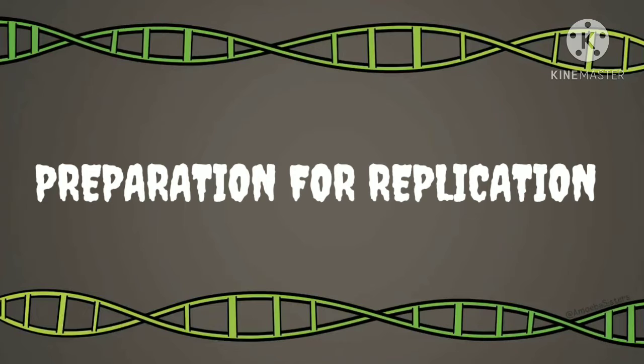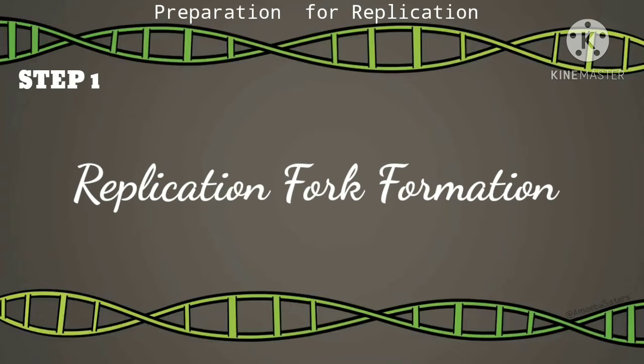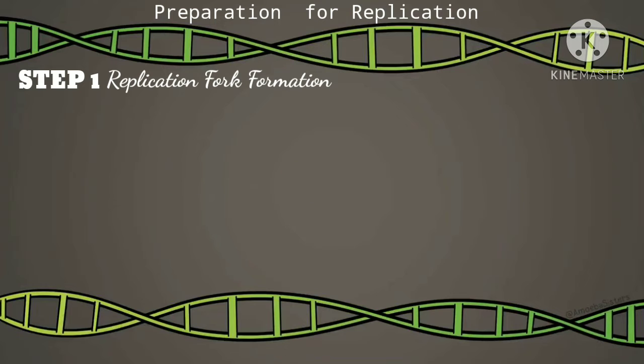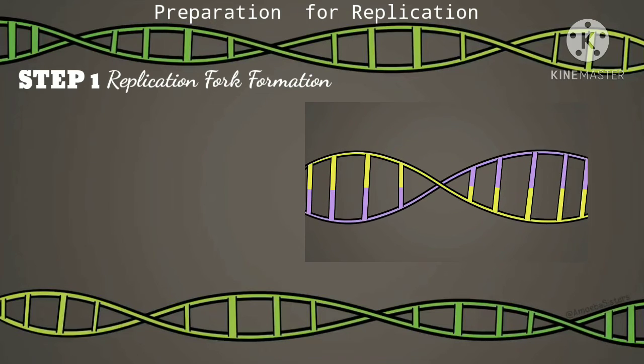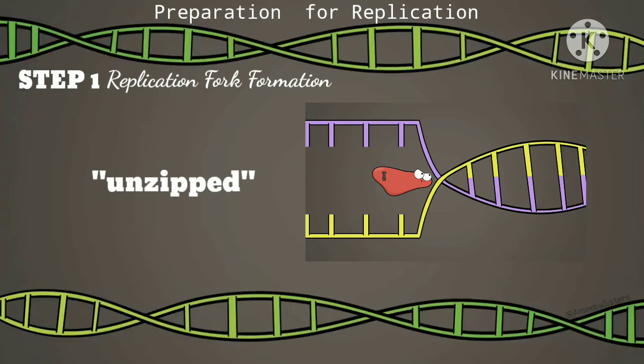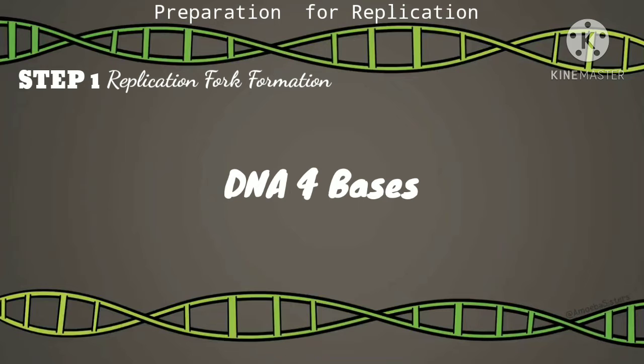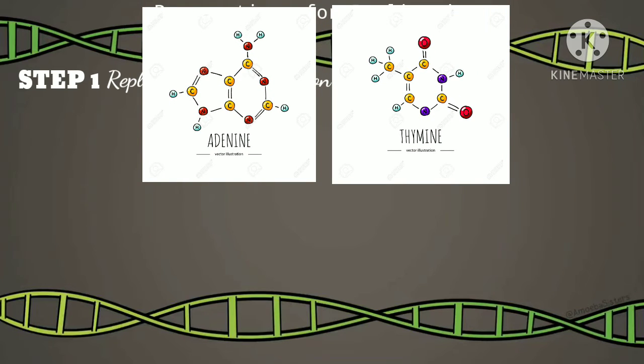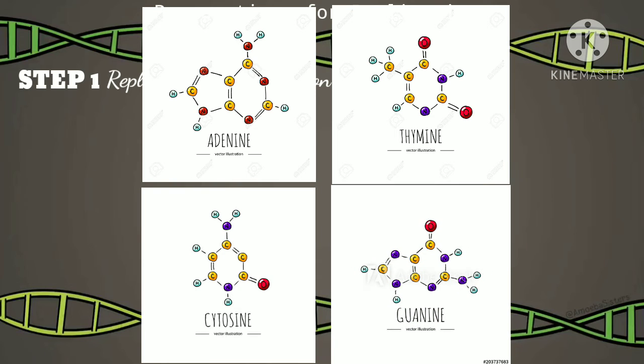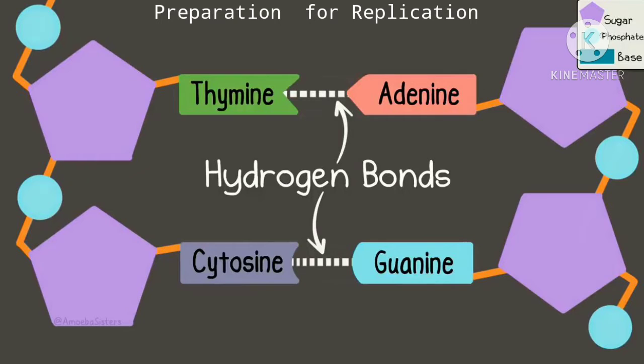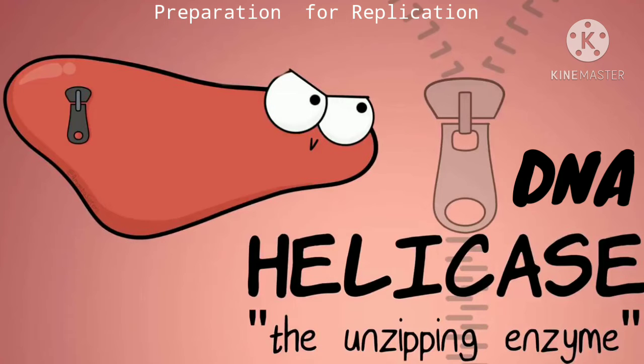Preparation for replication. Step 1. Replication fork formation. Before DNA can be replicated, the double-stranded molecule must be unzipped into 2 single strands. DNA has 4 bases called adenine, thymine, cytosine, and guanine that form pairs between the 2 strands. Adenine only pairs with thymine, and cytosine only binds with guanine. In order to unwind DNA, these interactions between base pairs must be broken. This is performed by an enzyme known as DNA helicase.